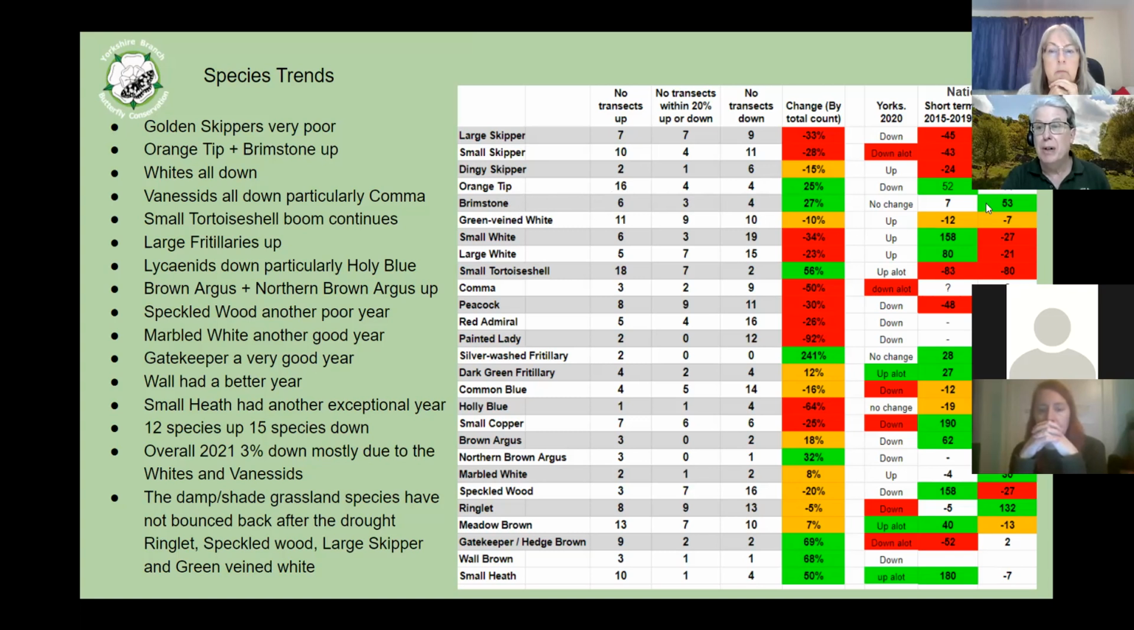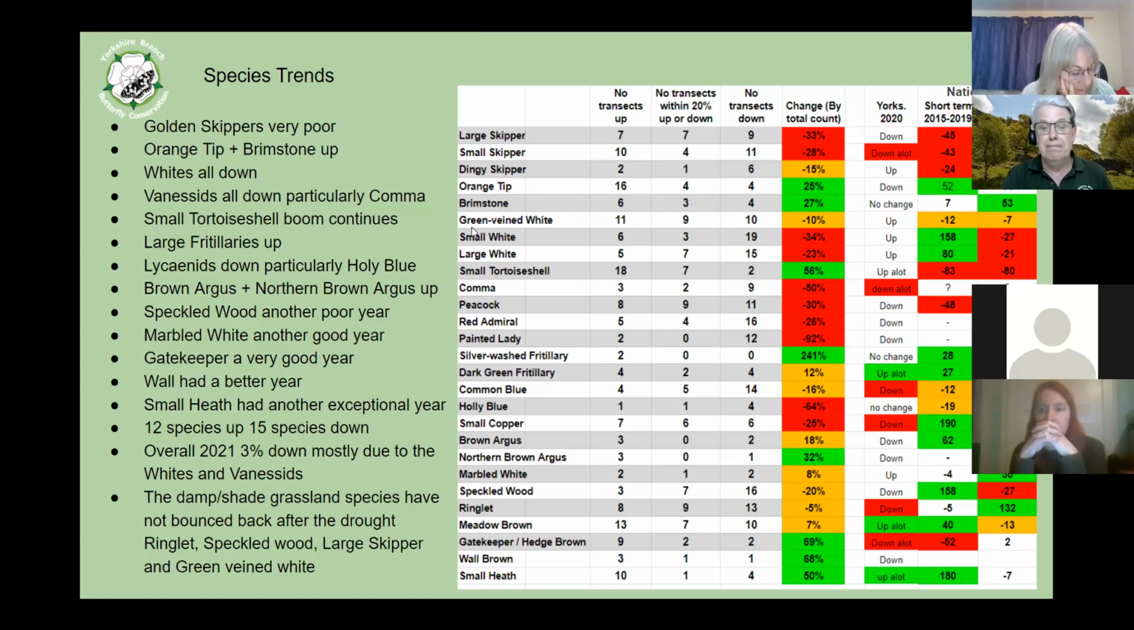You also see the long term on brimstone is definitely benefiting from the spread of its host plant, which is the buckthorn, which is spreading north. We're also planting it in Yorkshire. And the orange tip is most definitely, in the short term, having a bit of a boom time.